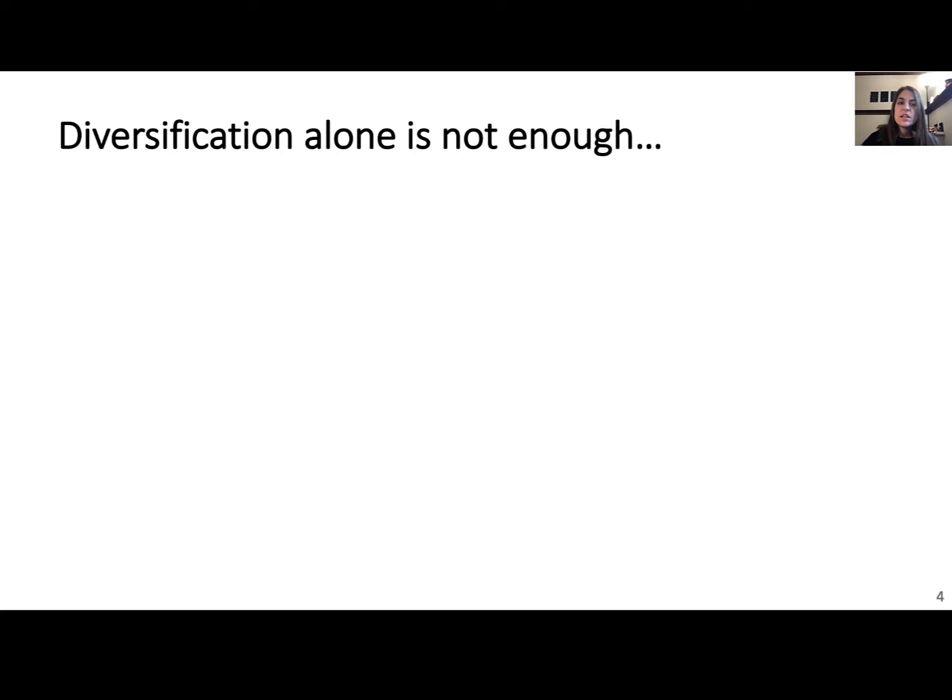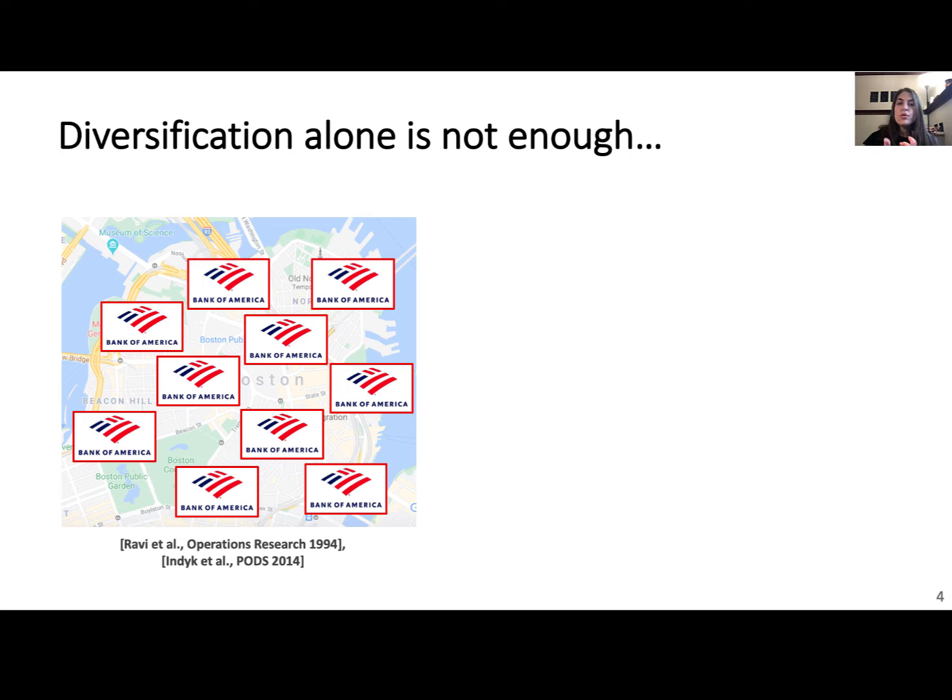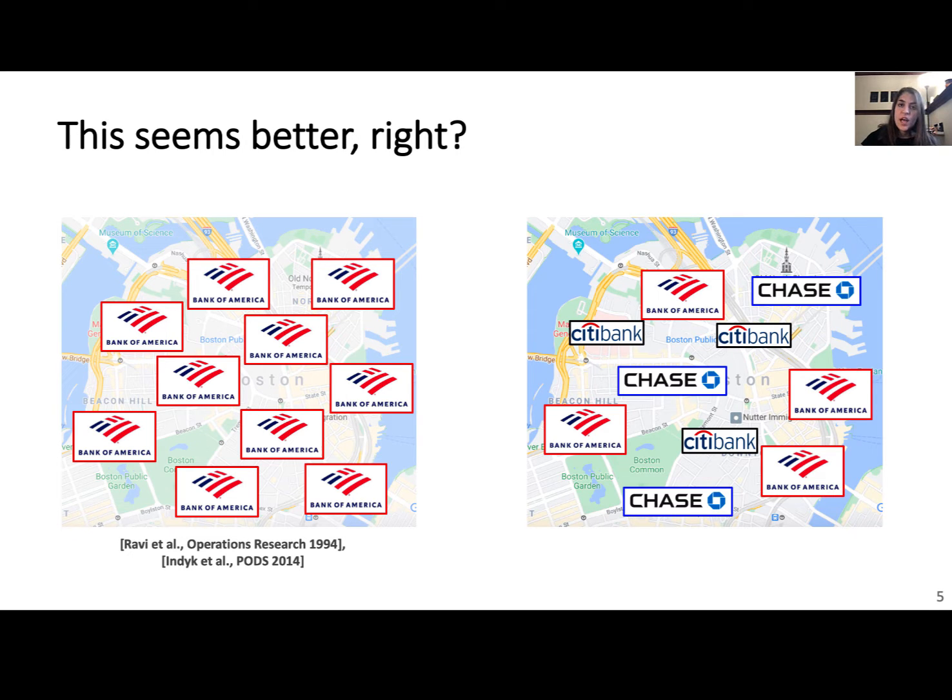But regardless, is diversification enough? What if I now told you that all the ATMs were of Bank of America? Well, this also does not seem right. In a tourist map, different banks should be represented in the sample. Not all of us use Bank of America, and there are other banks out there too. So perhaps a set like this on the right is more useful for more visitors. Here we have different banks, and this is where fairness comes into play.